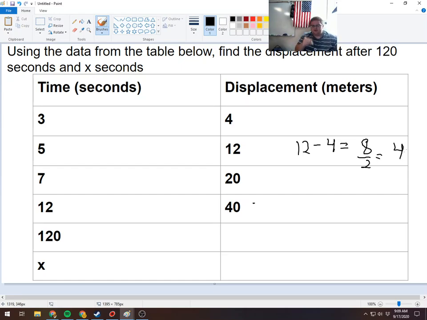Let's see if that's true, right? Because from 5 to 7, it should go up 2 more times, right? So 2 times 4 is 8. So 12 plus 8 is 20. Yeah, so it looks like it goes up by 8 every time. And a lot of people will figure that out, right?